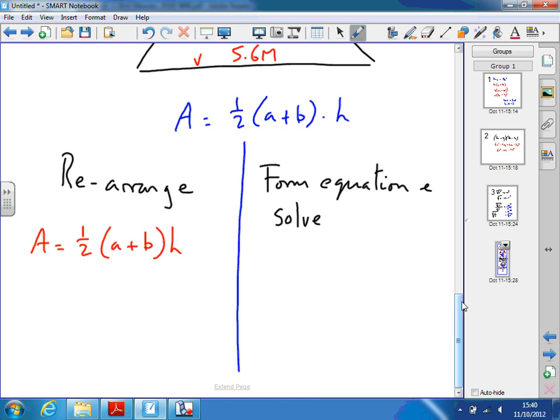So we know that the area is 9.8, and that equals a half times the missing side, well, let's call that a, plus the one we know, which is 5.6, and then we're going to times that by the height, which is 2.1. So let's have a go at trying to do that.